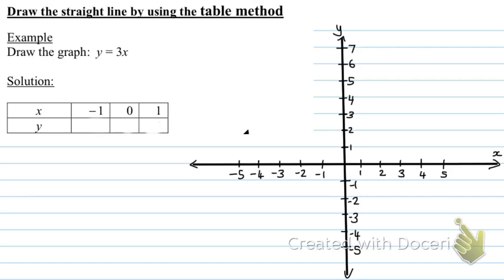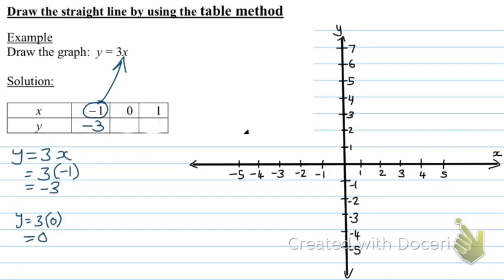Then I'm going to find the y values by substituting the x values into the equation. So here's what I do. I say y is equal to 3 times x. The x value that I'm using now is -1. So in the place of x, I put -1. So it's 3 times -1 is -3. So then the y value will be -3. Then I put in 0. Y is equal to 3 times 0, which is 0. So the y value there will be 0. Then I put in 1. Y is equal to 3 times 1, which is 3. So I put in 3.